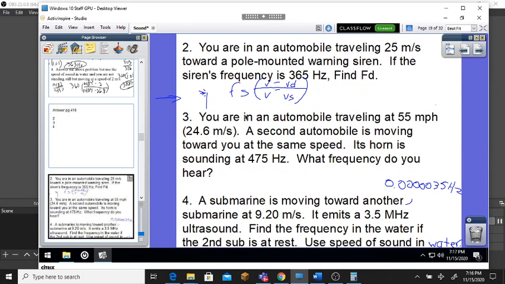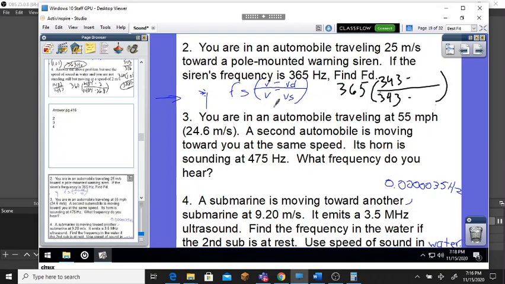Now if you look at this problem right here: you're in an automobile traveling 25 meters per second towards a pole-mounted warning siren. If the siren's frequency is 365, find FD. So FD is the answer. FS we know is 365, and the speed of sound is 343.